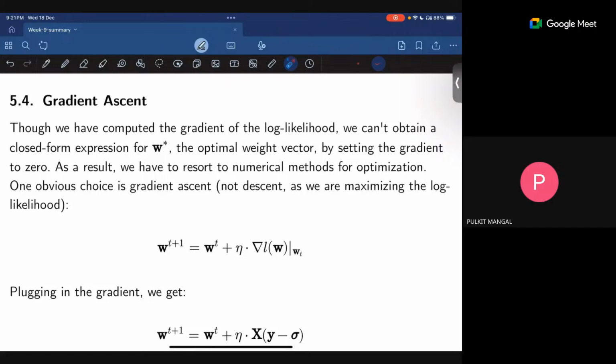Yes, Ravi. Any doubt? Sorry, if you are saying something, I am not able to hear you.